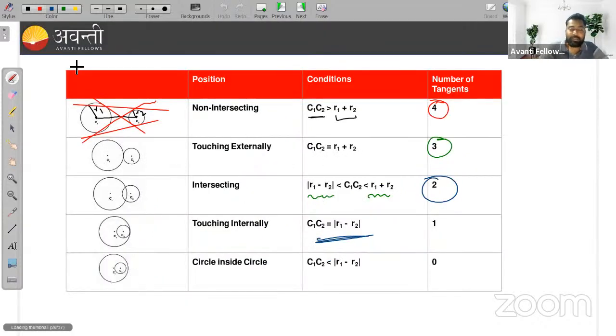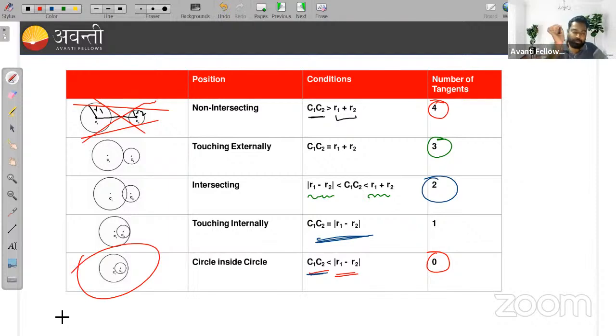And the last case is if one circle is totally lying inside the other circle, then what is the condition? The length of C1C2 will be less than mod of R1 minus R2, and the number of common tangents will be 0. You can see here in this figure. Okay, clear everyone? Sure, let's move.